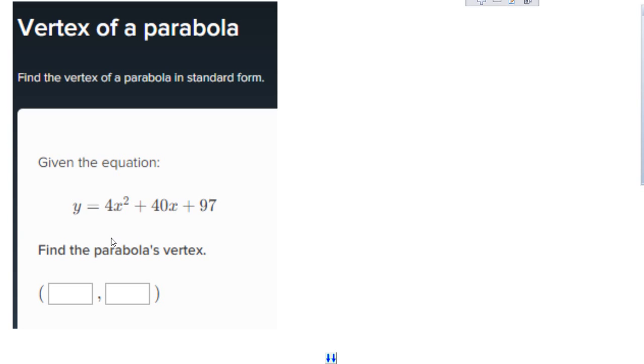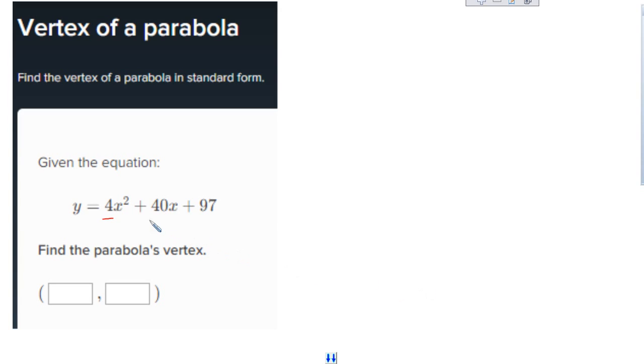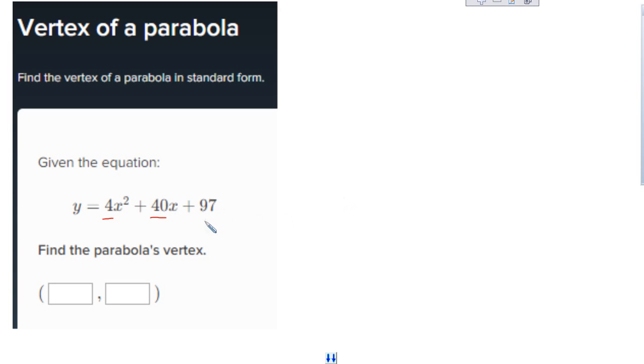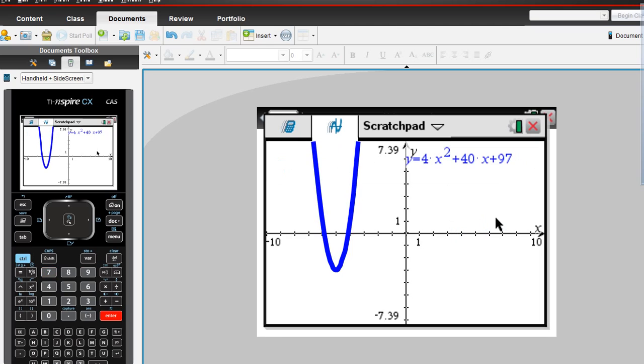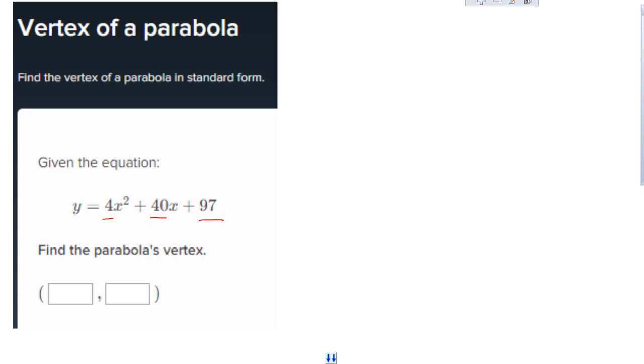Now all I have to do is put the coefficients in there. In this case, the coefficient for x squared is 4. That's the number in front of the x squared. I put 4 there. Now it says, what's the coefficient for x? And that would be 40. And then it says, what do we put at the end? And that would be 97. So there's my equation. If you like doing it that way, you can certainly do it that way. Either way. So now I'm supposed to find the vertex.